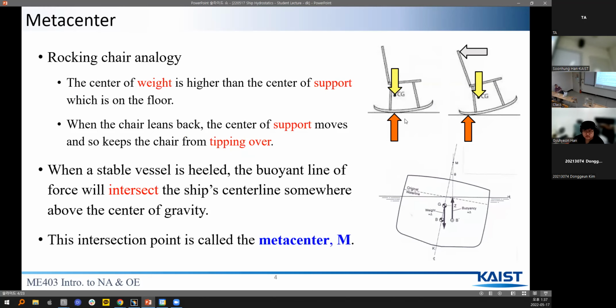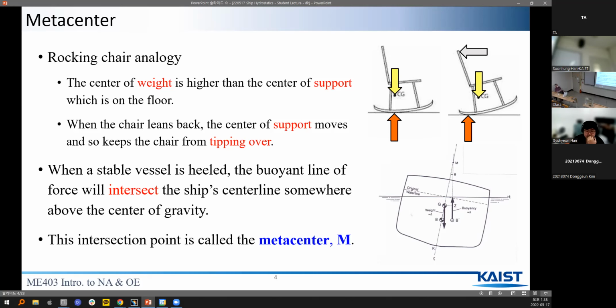To better understand the metacenter, we can compare it to a rocking chair in real life. The center of weight is higher than the center of support, which is on the floor. And when the chair leans back like in the right figure, the center of support moves and so keeps the chair from tipping over.